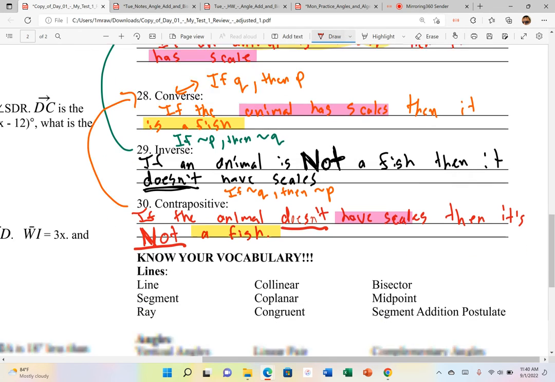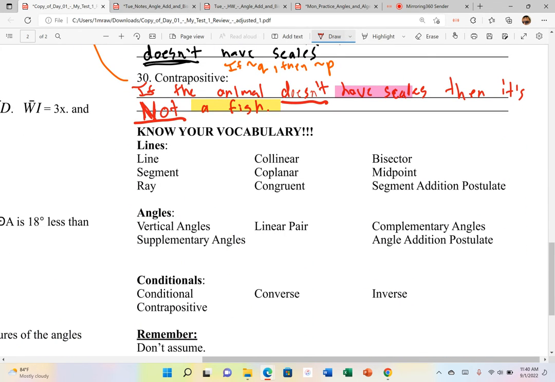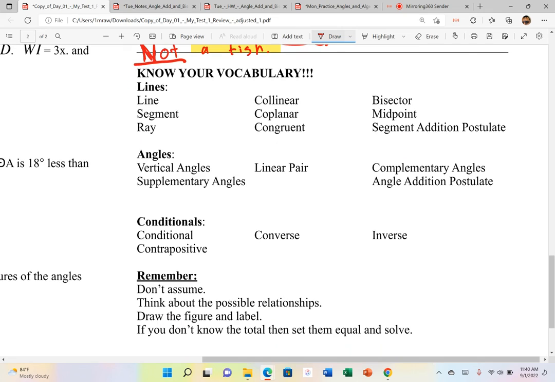All right. We have some keywords here. Know your vocabulary. I think we had a vocab quiz soon. So know your vocabulary. Know the difference between a line and a line segment. Okay. Collinear, coplanar, congruence, all of these words. So collinear and coplanar are very similar to each other. Okay. Collinear means together on the same line. Coplanar means together on the same plane.